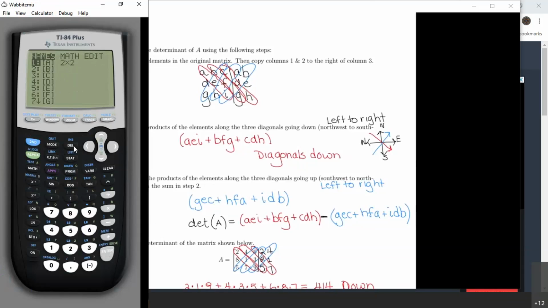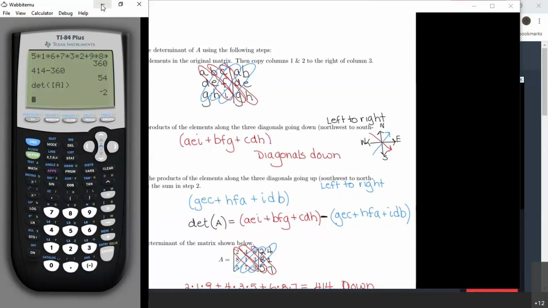So go back to the matrix names menu, select the name of your matrix, and I should get -2, which I do. Okay, so that's how you do it on the TI. You store your matrix in one of your matrices, go to the math menu, and determinant is the very first choice.